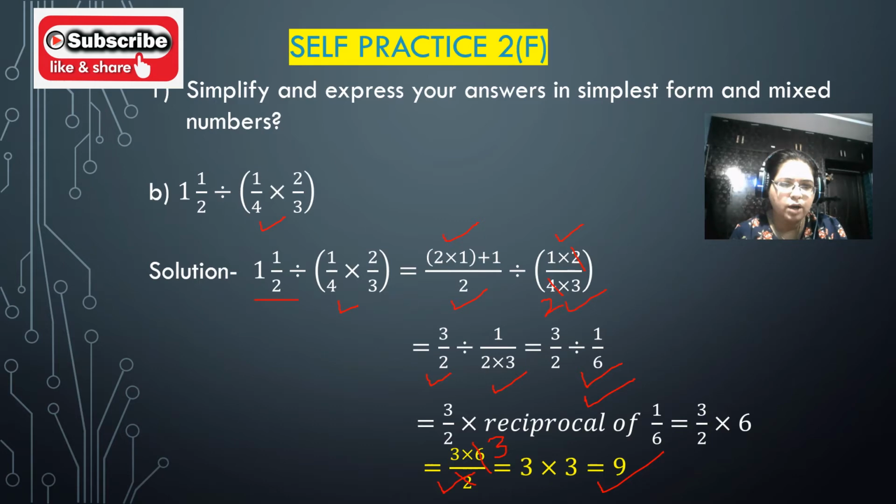So we get 1 divided by 2, division of 1 divided by 4, multiplication with 2 divided by 3, that is inside the bracket, equal to 9. 9 is in simplified form, simplest form.